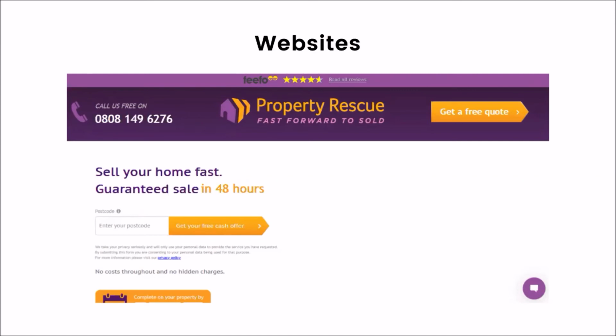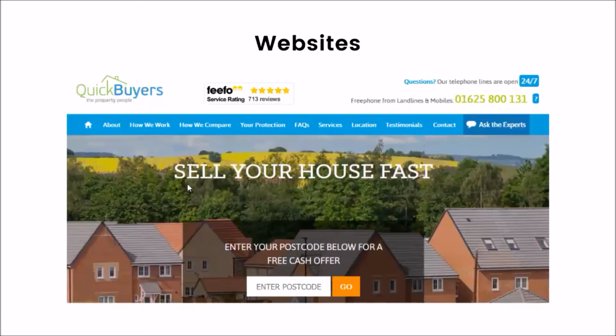You might also be running ad campaigns on Google or other platforms to generate lots of impressions and visibility on the internet. Okay, so you will see that like print adverts, these are pretty formulaic. You can be using the exact same words. This one says property rescue, sell your home fast, guaranteed sale. This one again, it says sell your house fast. This one is quick buyers, the property people.